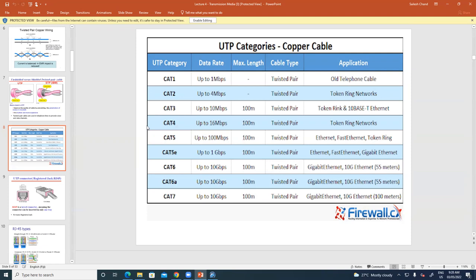Cat 5e up to 1 gigabit per second. And the maximum length that you can enjoy is 100 meters. And it's applicable to Ethernet, fast Ethernet, and gigabit Ethernet. And Cat 6, Cat 6A, and then Cat 7. Now, remember for Cat 6 and 6A, there is a restriction on the 10 gigabit Ethernet.